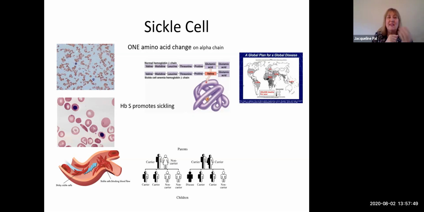So when we look at the incidence of sickle cell disease in the United States among the African American community, it's around 1 in 350 people. So about 0.3 to 0.4% of African Americans.